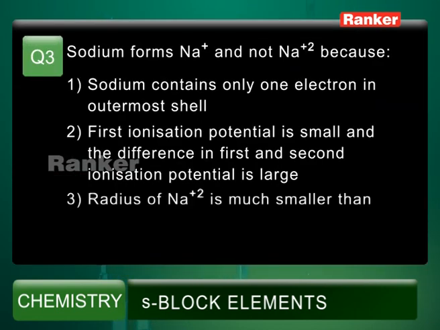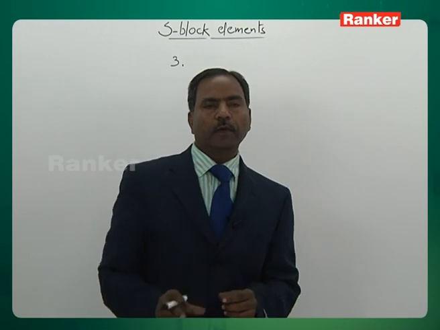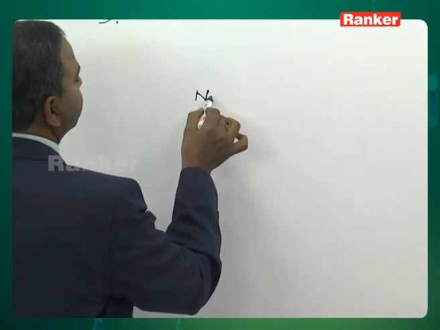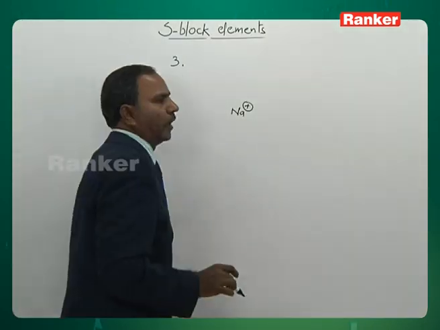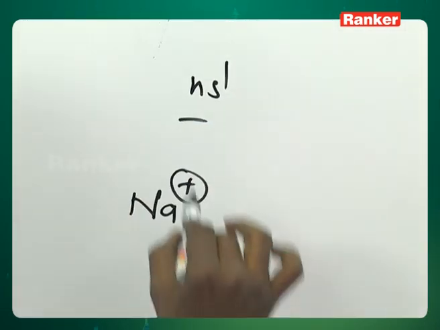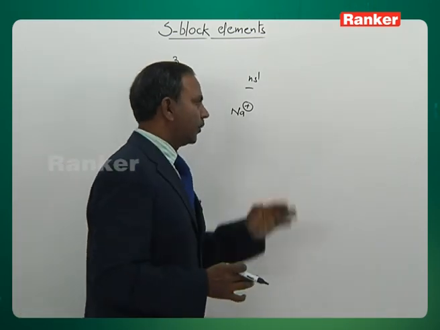Question number 3, sodium forms Na+ and not Na2+ because: option 1, sodium contains only one electron in the outermost shell. Option 2, first ionization potential is small and the difference between first and second ionization potential is large. Option 3, radius of Na2+ is much smaller than that of Na+. Option 4, none of these. Sodium forms only Na+. All first A group elements form only unipositive cations. Na easily forms Na+ because the general electronic configuration of the first A group is ns1. They can lose only the first electron easily, but losing the second electron is very difficult as there is a large difference between the first IP and second IP.